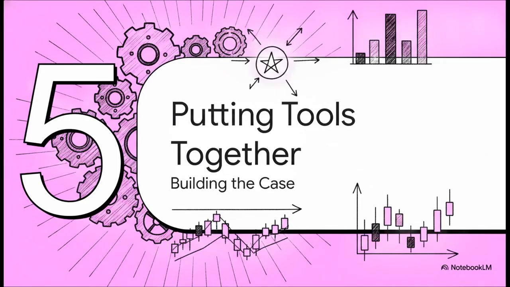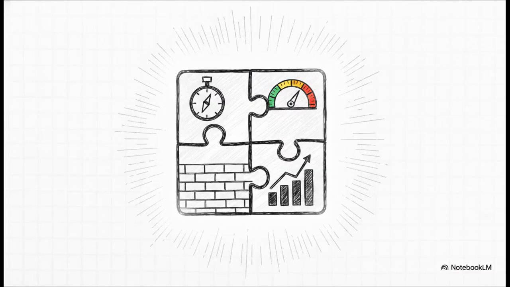And finally, Section 5, putting the tools together. We've decoded the alphabet soup, we've built our complete trader's dashboard. Now let's see how all these instruments work together in harmony to spot an actual high-quality opportunity. The golden rule of using this dashboard is you never ever rely on just one single indicator. A smart trader builds a case.